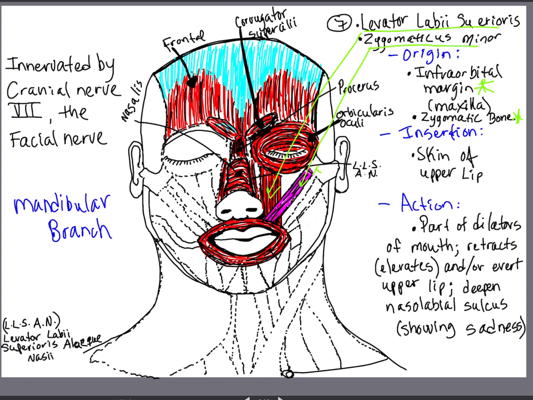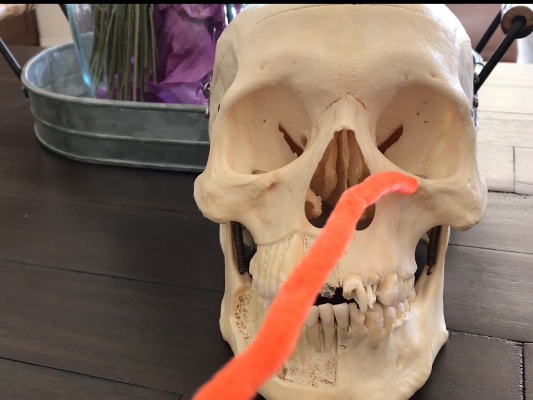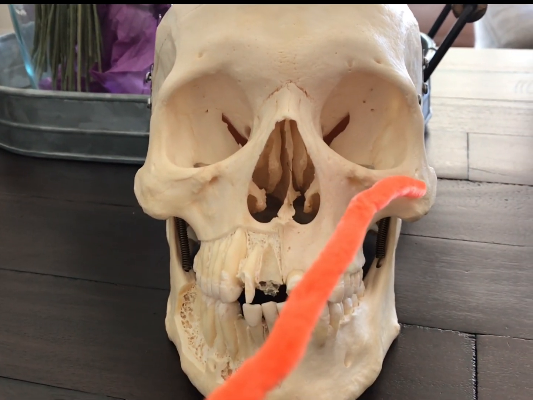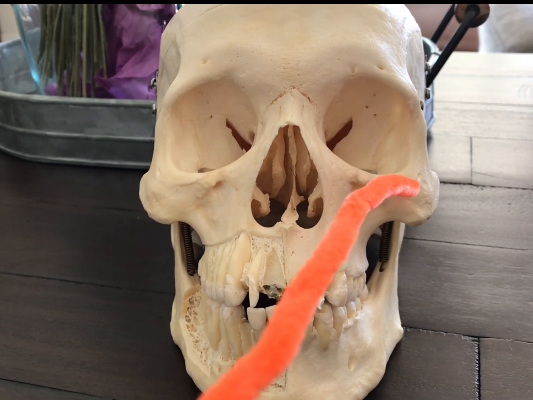In terms of the insertion, both of these muscles insert in the skin of the upper lip. The action for these muscles is that they are part of the dilators of the mouth. They will retract or elevate and/or invert the upper lip, and they will deepen the nasolabial sulcus, as in showing sadness. The origin for the Levator Labii Superioris is the maxilla, and the origin for the Zygomaticus Major is the zygomatic bone.